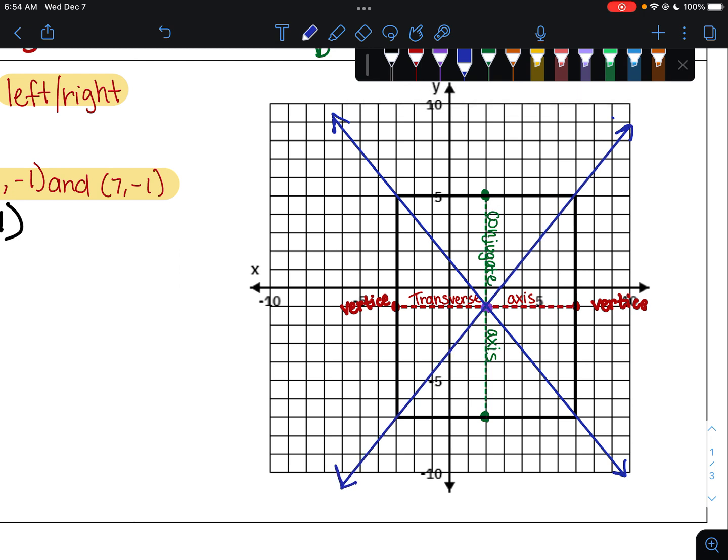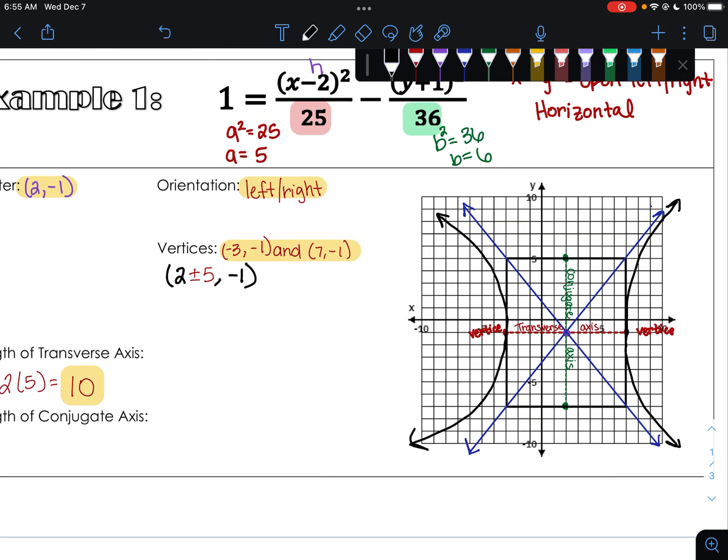So then all we need to get the hyperbola is to draw one sideways parabola through this vertex getting close to that asymptote, like that, and then another one from the second vertex getting really close to the asymptote, like that. And that's all a hyperbola looks like.